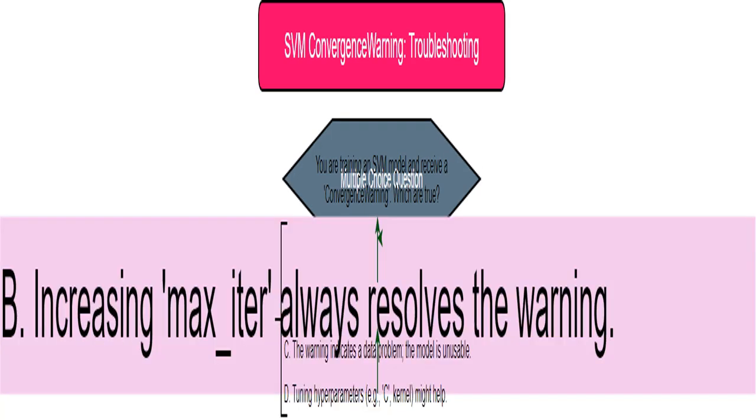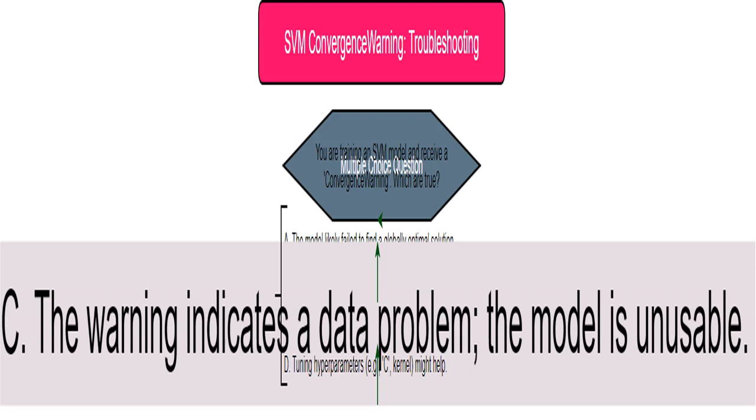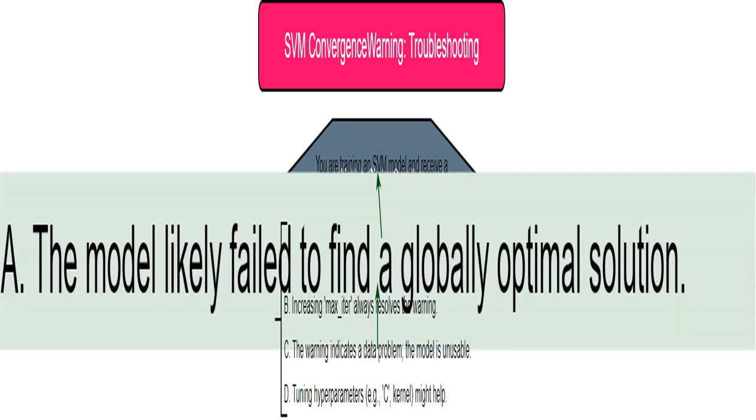This statement is incorrect. The warning doesn't automatically mean your data is bad. The issue might be with the optimization process, not the data itself. The model might still be useful after fixing the training process. This is false. Increasing the maximum number of iterations, max_iter, often helps, but it's not a guaranteed fix. The underlying problem could be something else entirely. This is true. The warning directly implies that your model did not reach the absolute best solution due to time constraints, but you can still get useful results.